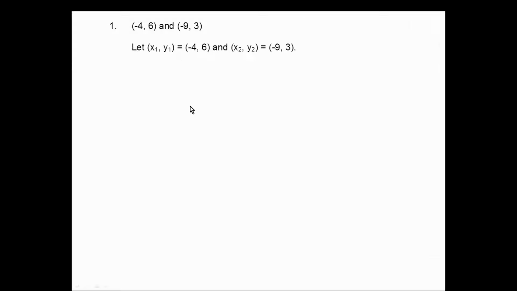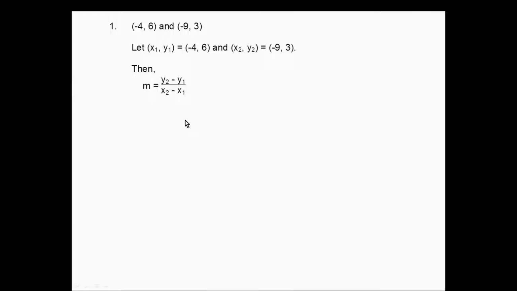So here's our first example. My points were negative 4, 6 and negative 9, 3. Now, just like when we're doing distance formula, midpoint formula, they don't know who's first or second. Just remember, it's always an x and a y. So for our solution, I let x1, y1 be negative 4, 6. I let x2, y2 be negative 9, 3.